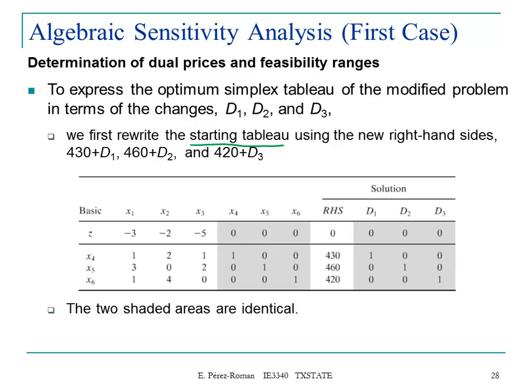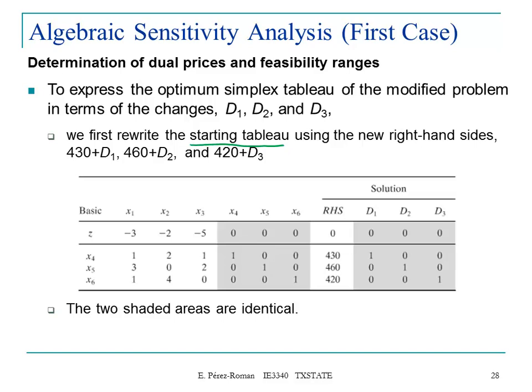So to express the optimum simplex tableau of the modified problem in terms of the changes of D1, D2, and D3, we first rewrite the starting tableau using the new right-hand sides, which are listed here: 430 plus D1, 460 plus D2, and 420 plus D3. Those values, those 400 something, were your initial right-hand sides. Those are the values that tell you the availability per operation. We are adding these 3 coefficients, or these 3 variables, to find out the dual prices.